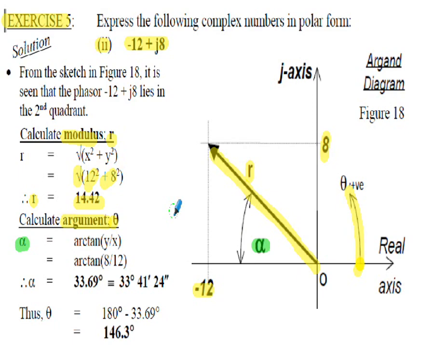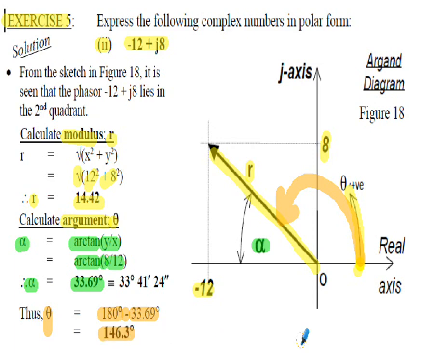So in this case, alpha is arctan, or tan to the minus 1 of the y divided by x. So that's arctan of 8 divided by 12. And the calculator gives me an alpha value of 33.69 degrees. And the angle theta on the Argand diagram we measure from here in an anti-clockwise direction around to here. So in this case I can clearly see angle theta will be 180 degrees take away angle alpha. So 180 degrees take away the 33.69, angle theta is 146.3 degrees.